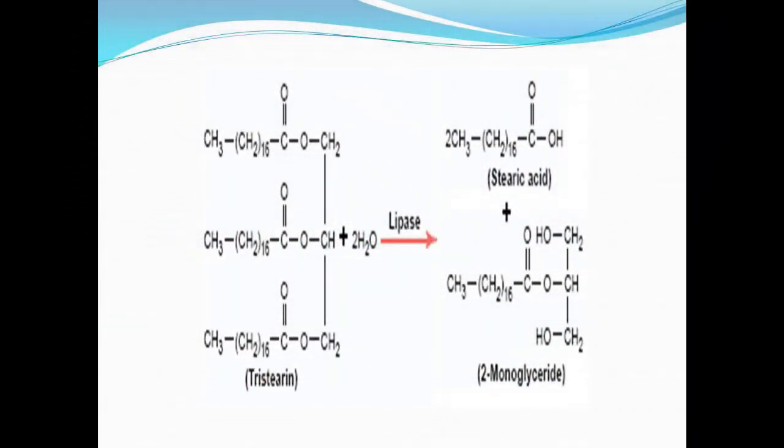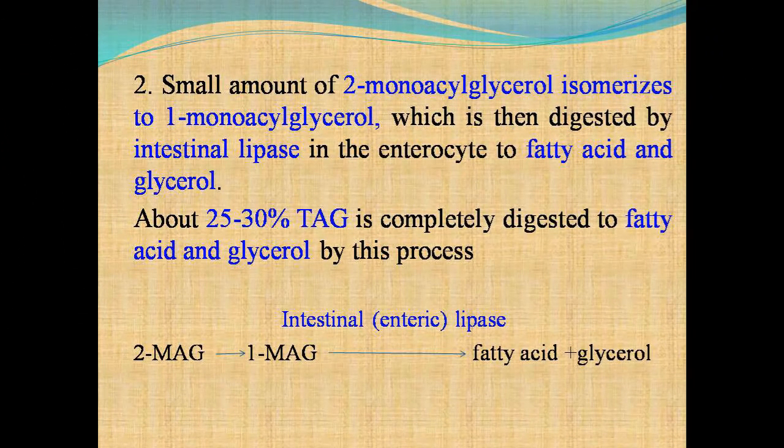Here is the triacylglycerol containing 3 fatty acids and pancreatic lipase removing fatty acids from the first carbon and also from the third carbon. And here are the free fatty acids, and the remaining portion is glycerol containing a single fatty acid at its second position, which is known as 2-monoacylglycerol. Now, a small amount of 2-monoacylglycerol isomerizes to 1-monoacylglycerol, which is then digested by intestinal lipase in the enterocyte to fatty acid and glycerol. In this way, about 25 to 30% of triacylglycerol is completely digested to fatty acids and glycerols by this process.